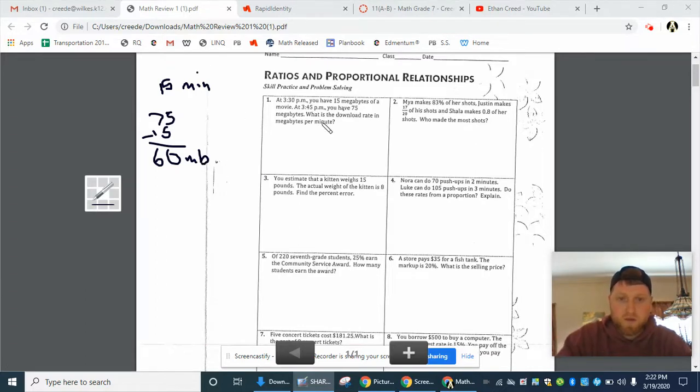Now we have to figure out the download rate in megabytes per minute. If I write this as a fraction, 60 megabytes over 15 minutes. This is very difficult, by the way. All we have to do here is take 60 and divide it by 15. I want you to take a minute now, pause this right here, and figure out what that is.